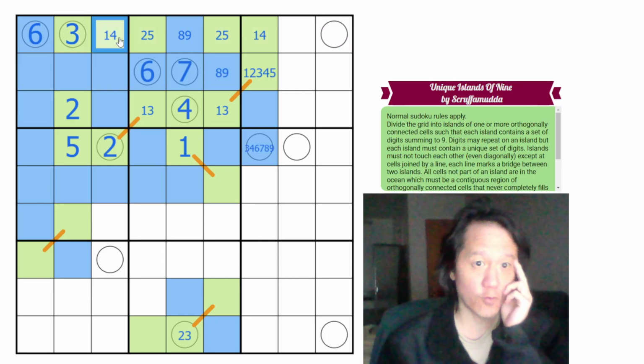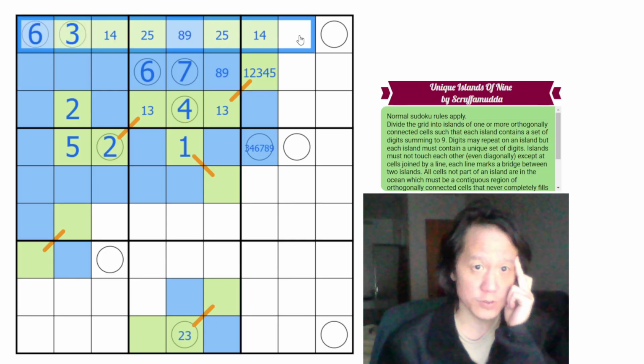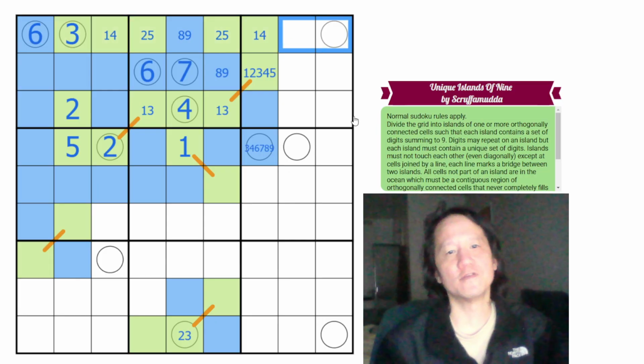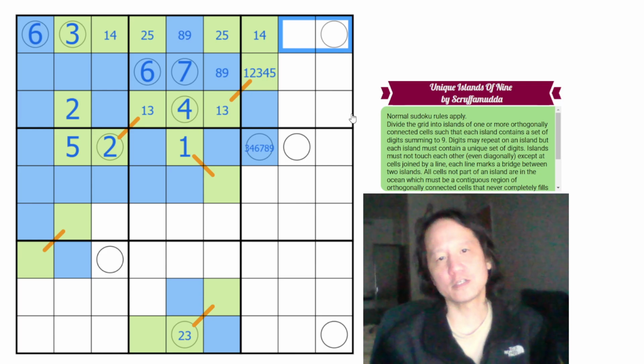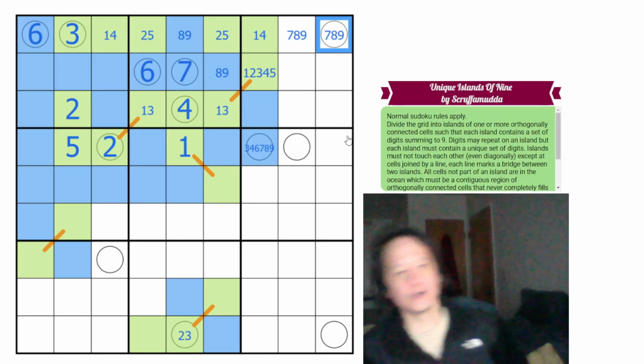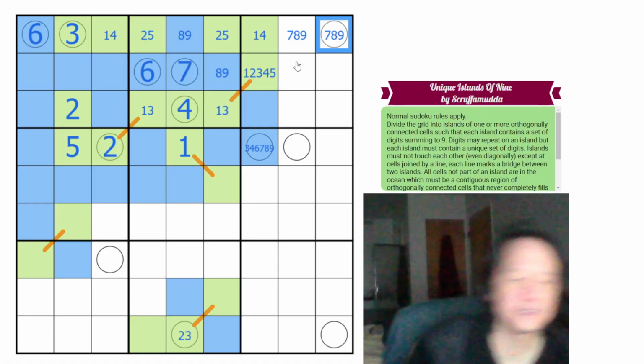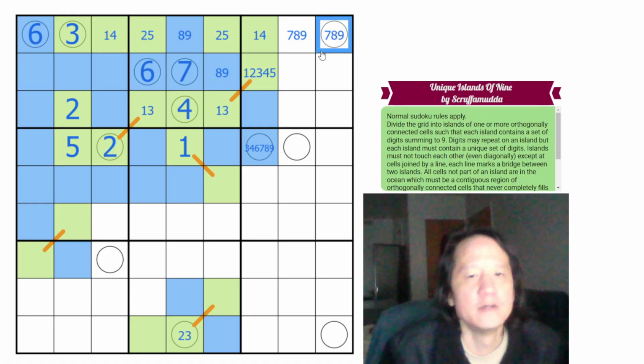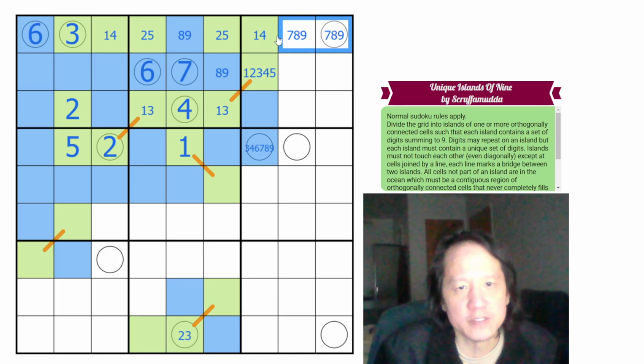Now we have a 1, 4, 1, 4 pair in row 1, 2. So the remaining cells cannot contain a 1, 4, 2, 5, or 3, or 6. Therefore, it must be 7, 8, or 9. So this is 7, 8, or 9. It cannot be an island seeing 7, 8, or 9, right? Because if it were, it would be seeing quite a bit.